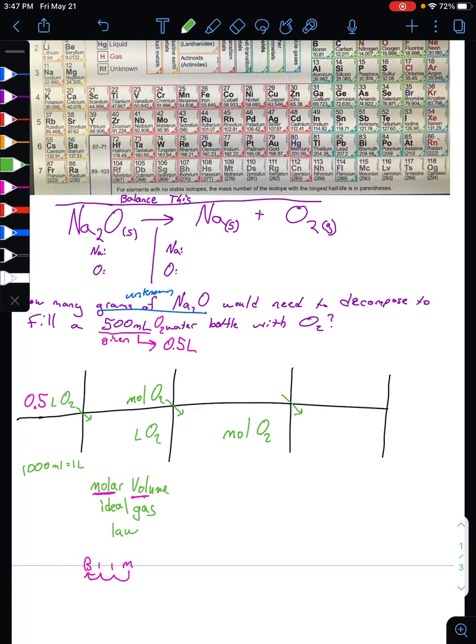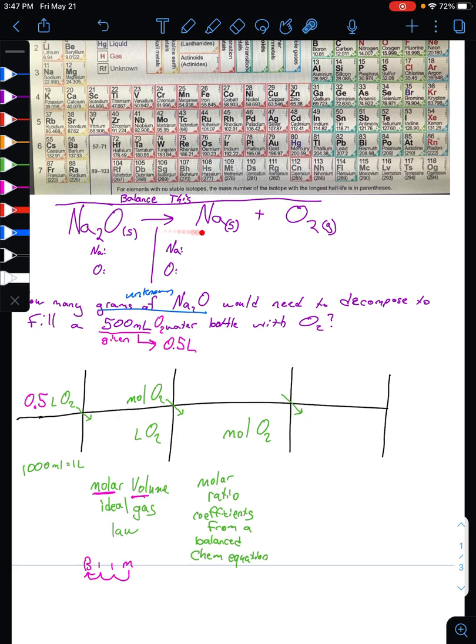So cute. All right. Now the middle one is going to be molar ratio. Molar ratios are coefficients from a balanced chem equation. Ours is currently not balanced, but we've got a chem equation. And, well, there's my oxygen. So I can create a molar ratio for either sodium or sodium oxide.